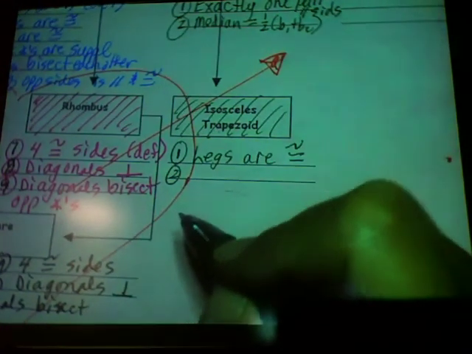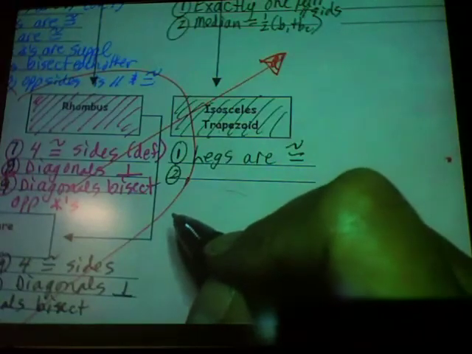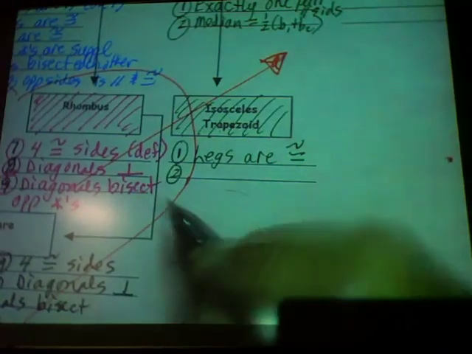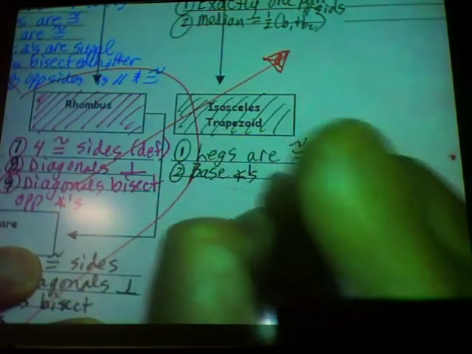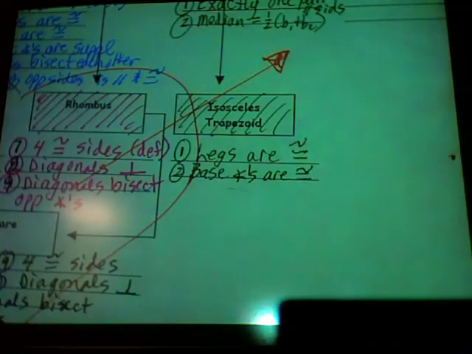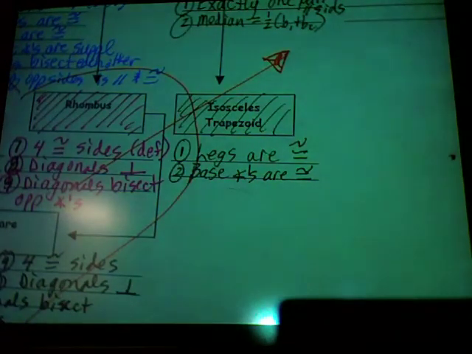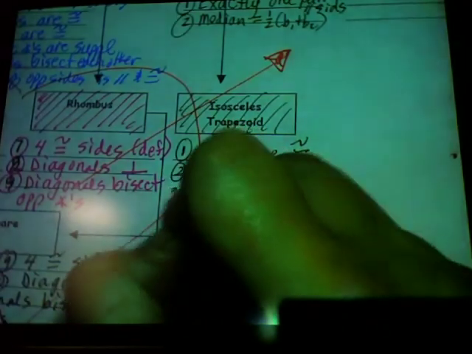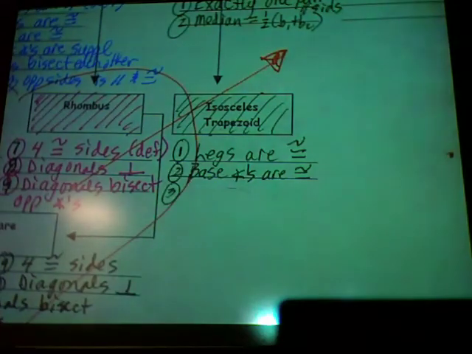We need to add another line here. What's one thing? The what? The base angles are congruent. So base angles are congruent, and there are two pairs of base angles. One for each base, a pair for each base. And then what else also happens? We have to add a third thing down here. What about the diagonal? The diagonals are congruent.